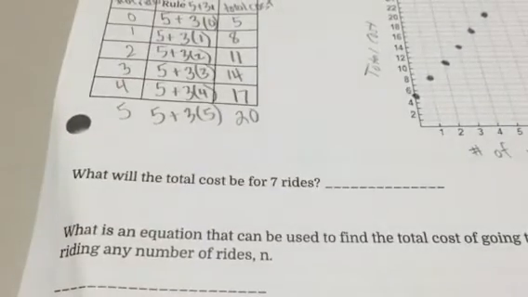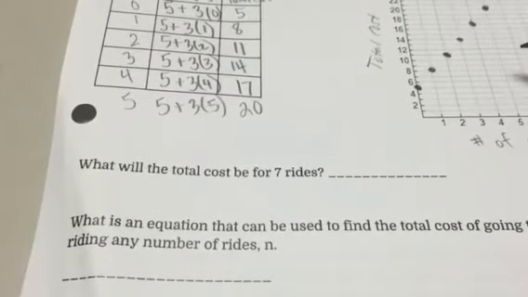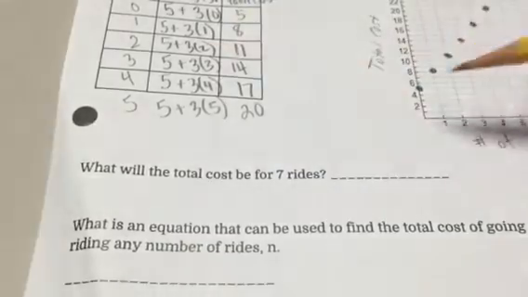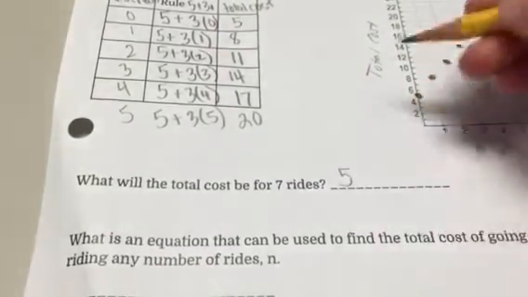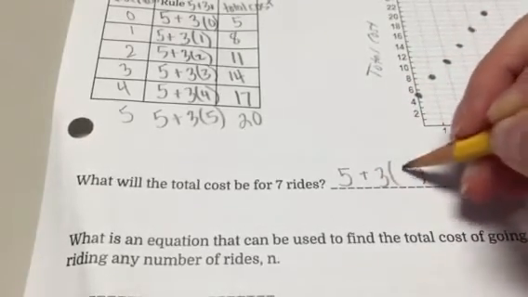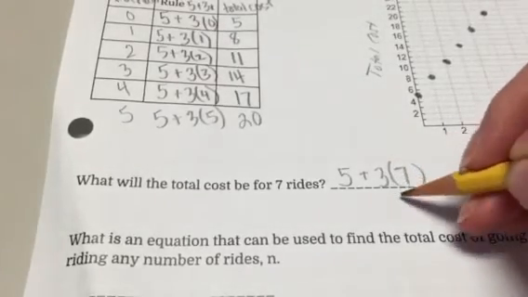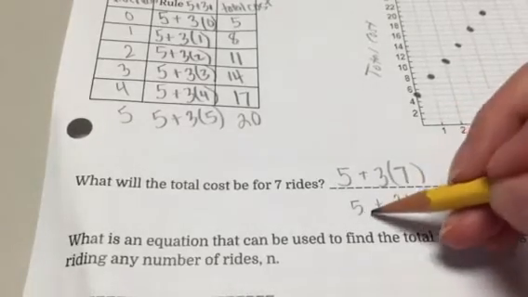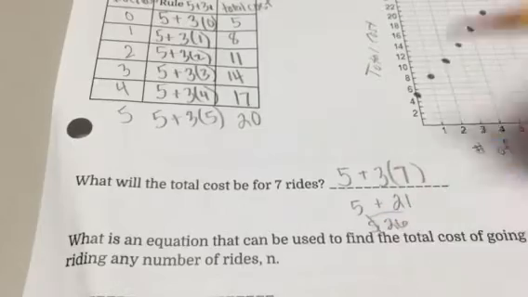Now, next question says, what will the cost be for 7 rides? So, I don't have a 7 here or in my table, but I do know it's $5 just to get in, and it's $3 per ride. So I'm going to put a 7 in there. If I solve, I have to multiply first, 21 plus 5. So if I add those together, I will get $26.